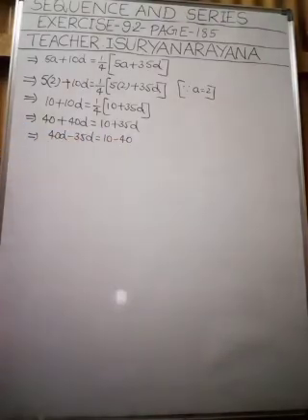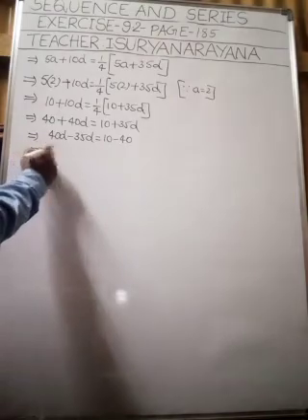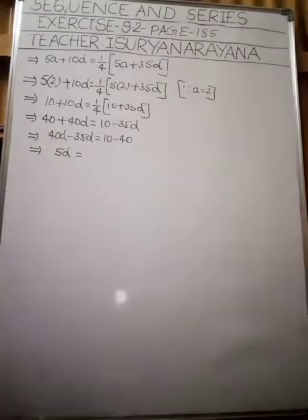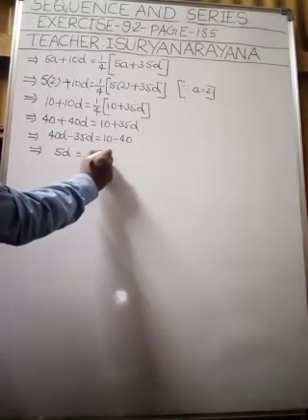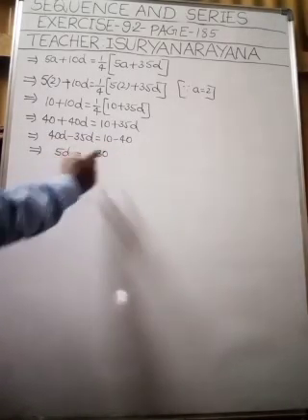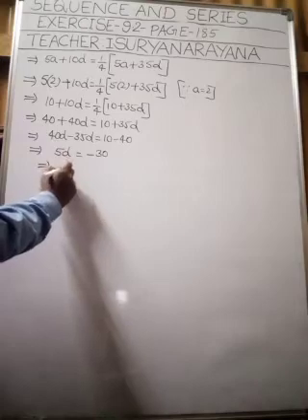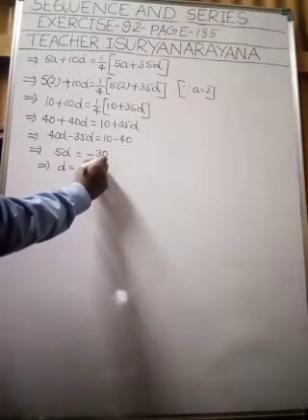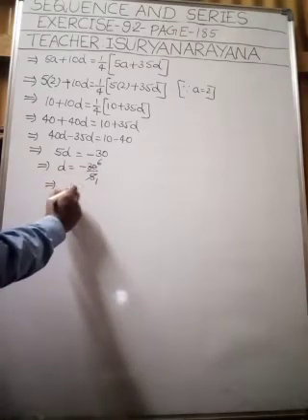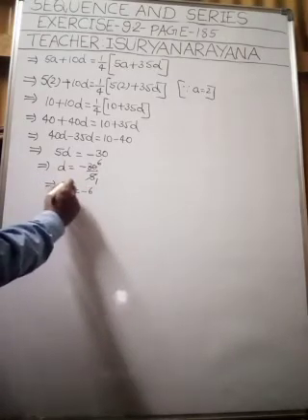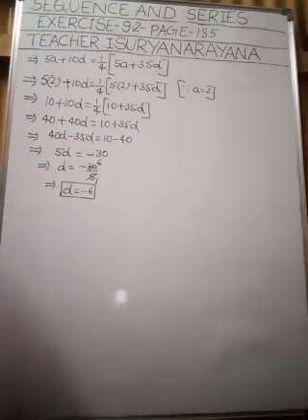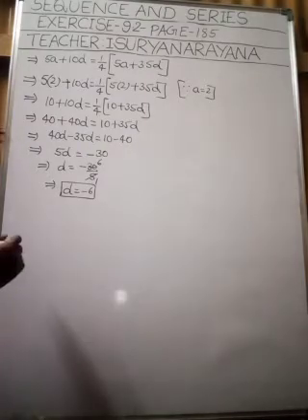Okay, my children, understood this step? Right. This implies 5D, 40D minus 35D. What will we get? 5D is equal to minus 30. Understood this step, my children? Right. So D is equal to minus 30 by 5. Okay, my children? 5 sixes are 30. So D is equal to minus 6. This is the common difference of the arithmetic progression. Then what is asked here? 20th term. Okay, my children?